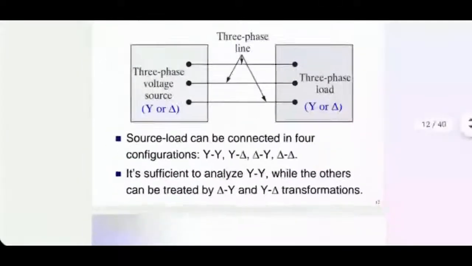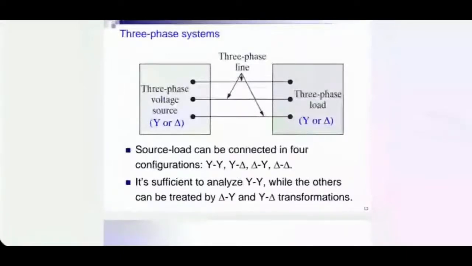Three-phase systems, I told you last time, can be of four types: YY, Y delta, delta Y, and delta delta. YY means the sources are in Y configuration, load is also in Y configuration. Y delta means sources are Y configured, but load is delta, and so on.